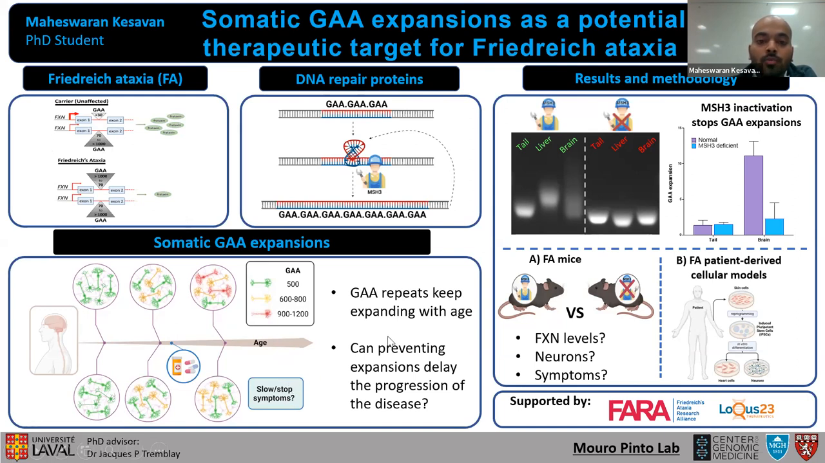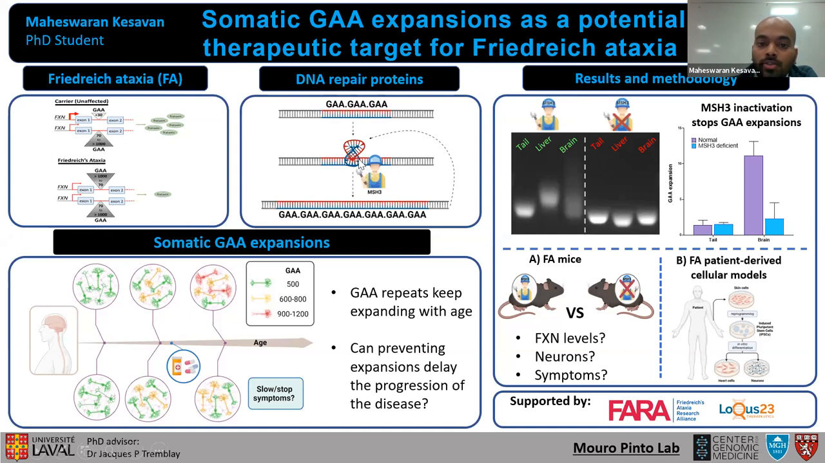To answer that question, we need to know how the expansions occur in FRDA. But previous studies have shown that the DNA repair mechanism is involved. Here's a diagram showing expanded GAA repeats in one of the frataxin alleles, which tend to form abnormal structures called triplexes, represented as a knot. These structures are resolved by DNA repair proteins, represented as a mechanic here.